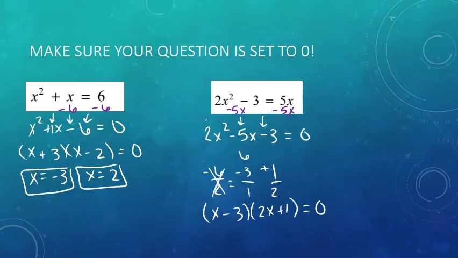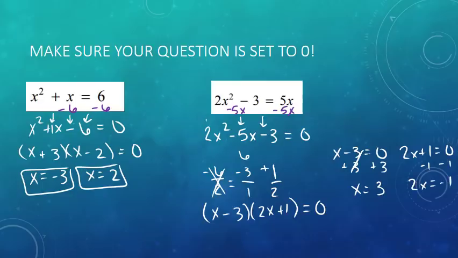I still have to remember to set that equal to 0. So I did all that work and it's not even solved yet. Now I have to set it equal to 0. So I'm going to set x minus 3 equal to 0 and 2x plus 1 equal to 0. When I add 3 on both sides, x is 3. This is the one where I was saying you have to take 2 steps to get there. So x is negative 1/2.